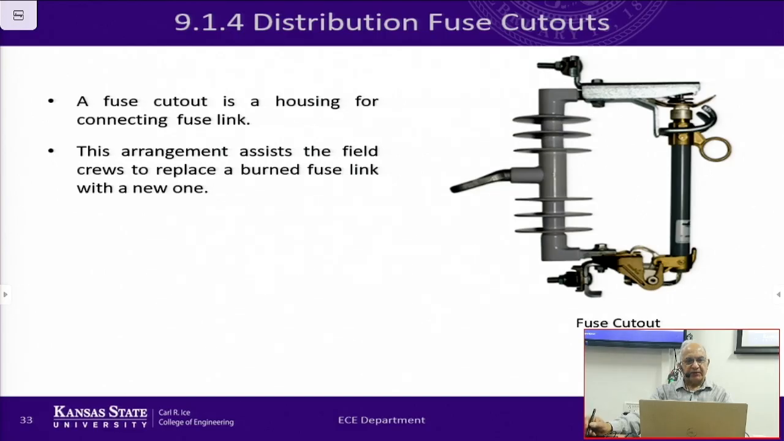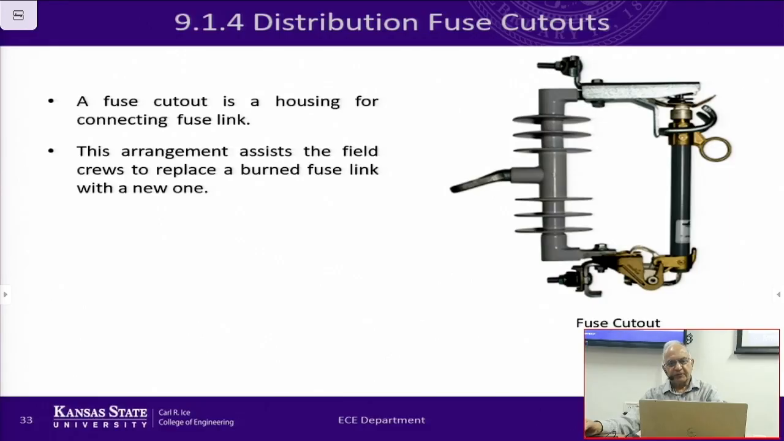What we call is there is something called fuse, fuse link, and fuse cutout. Fuse cutout is the assembly of the whole thing, and fuse link is just the link itself. So here in this picture, this is the fuse link right here. Okay, and then this is a hook. You can take a stick, a hook, and pull it down, so the fuse will come down, so it disconnects the circuit.